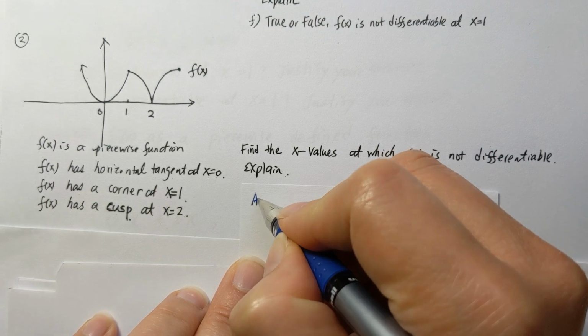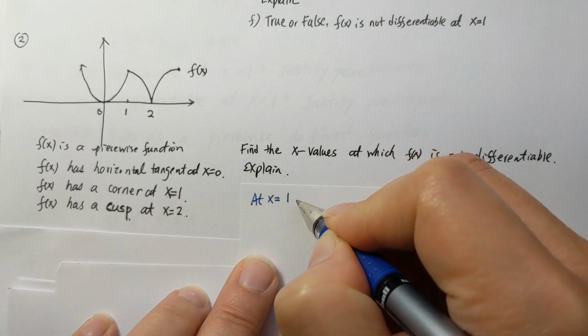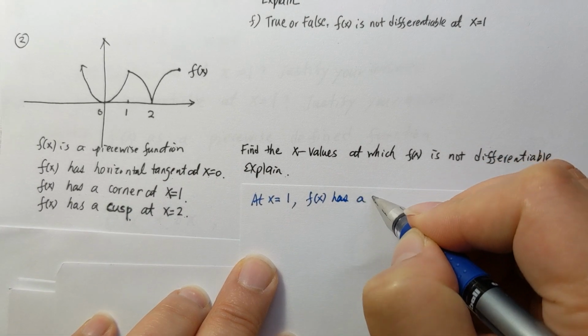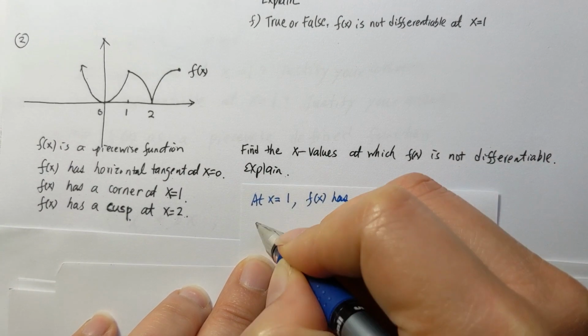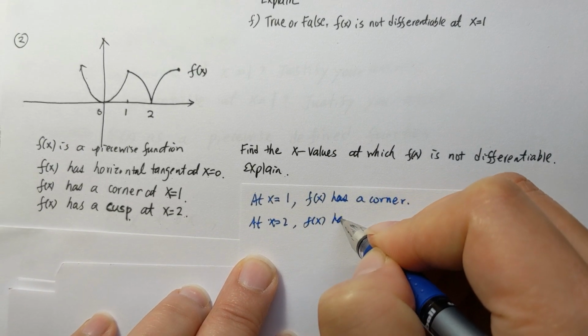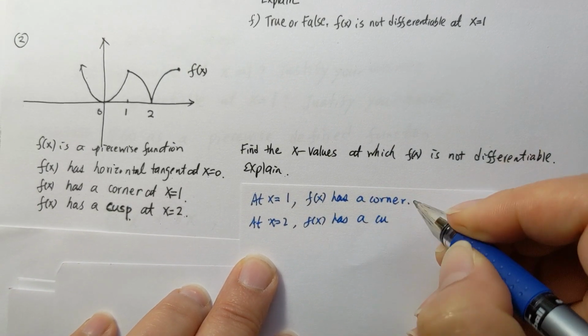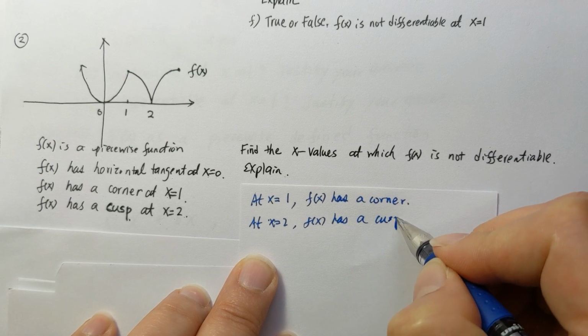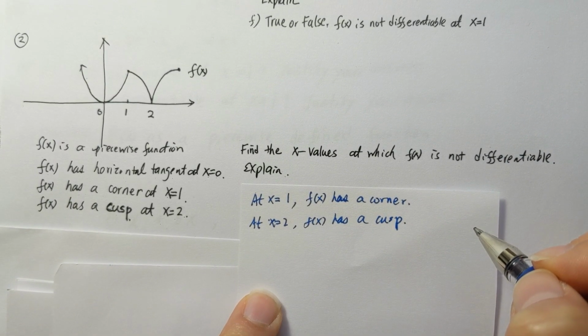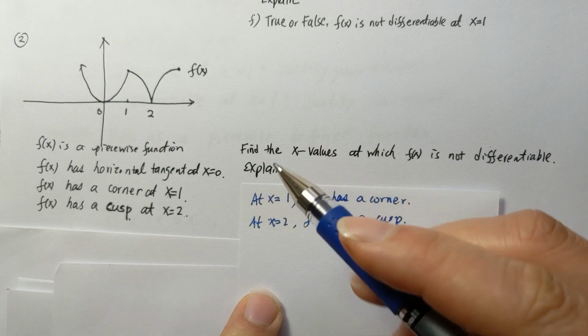So at x equal to 1, f of x has a corner. At x equal to 2, f of x has a cusp. So these are the 2 locations that are not differentiable for number 2.